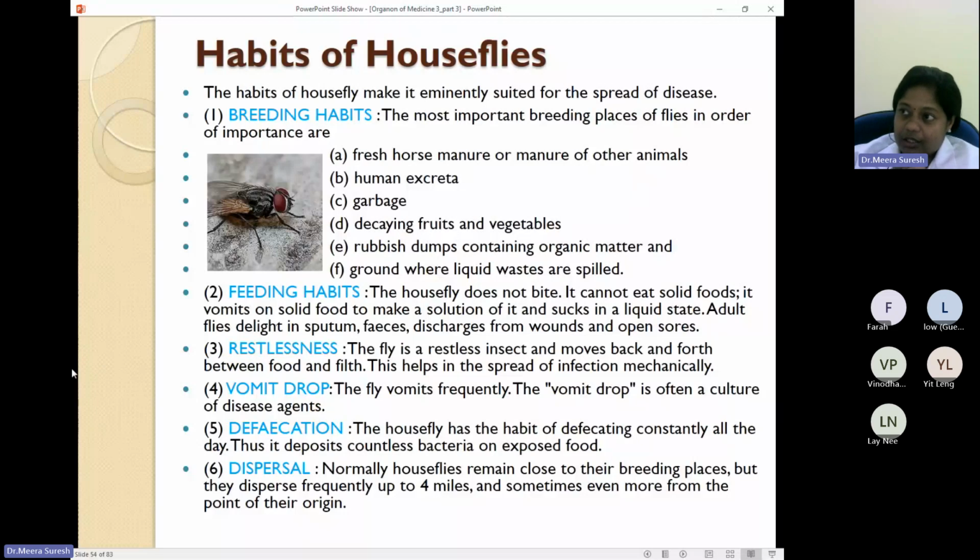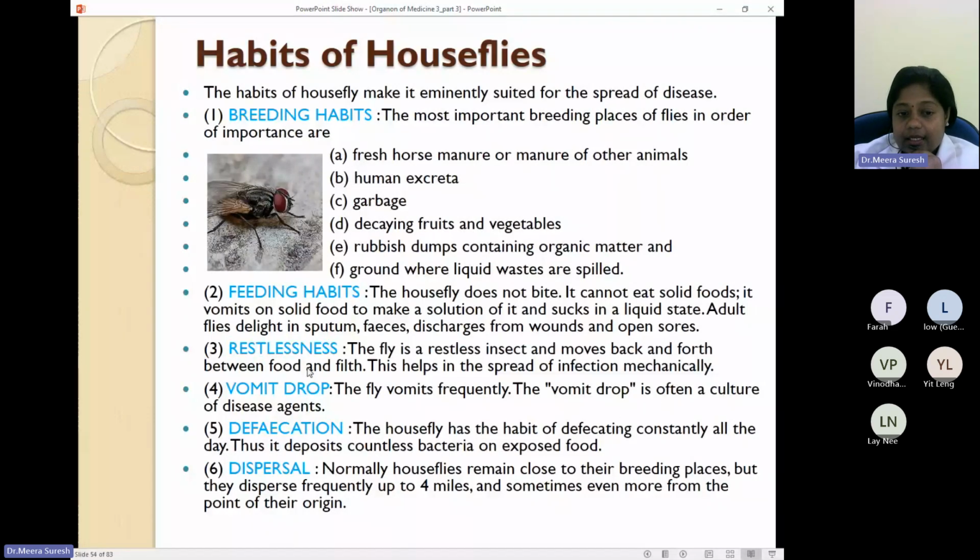When it is vomiting, that vomit contains a lot of the disease causing agents present inside the body. These adult flies delight in sputum, feces, discharge from wounds, open sores, etc. So they vomit something, convert the solid food into liquid form, and then suck it. And this vomit releases a lot of disease causing agents into our exposed food, thereby causing diseases. It is actually a vomit drop. The fly vomits frequently. This is often a culture of disease agents.